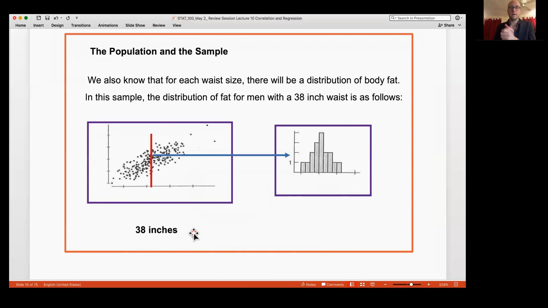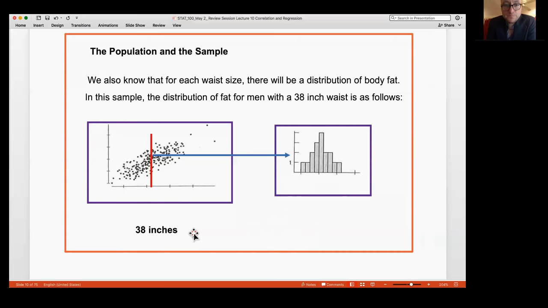But let's talk about population and sample, because we know that if we have 250 men, this is not the entire population. So we do know some things when we talk about population of means, right? Or inferences from numerical data. We know that for each waist size, there will be a distribution of body fat in this sample. The distribution of fat for men with a 38-inch waist is as follows.